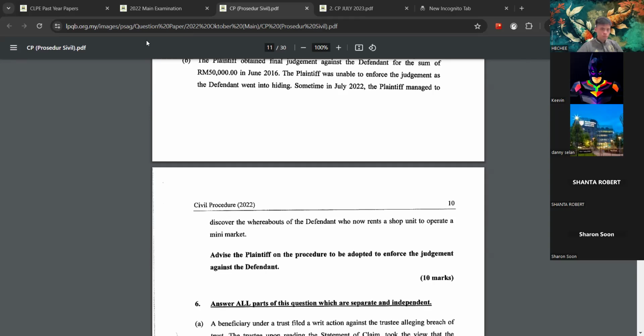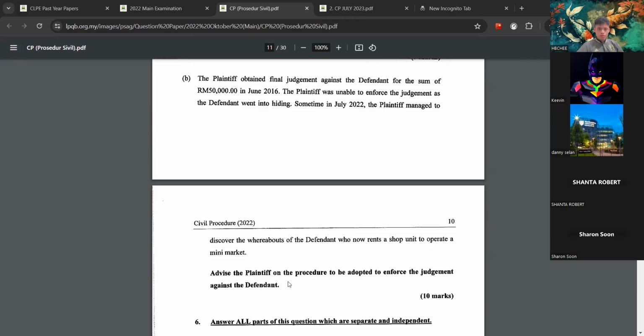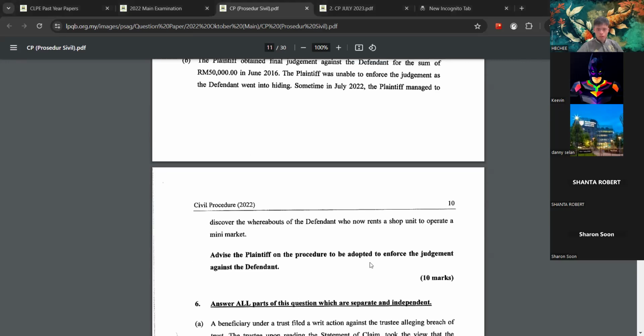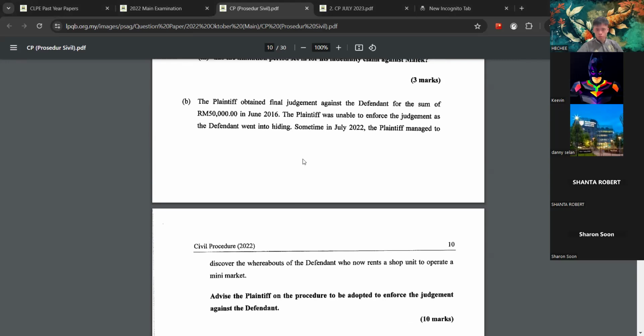Okay, the keyword here is procedure to be adopted to enforce the judgment. So your answer should include the limitation period. According to section 6 sub 3 of your Limitation Act, it is 12 years from the date of judgment. Looking into the timeline, 2016 is still within the time. However, he wants to enforce it in July 2022. Well, for this question the marker is quite lenient already, giving you a very clear timeline after the expiry of 6 years.